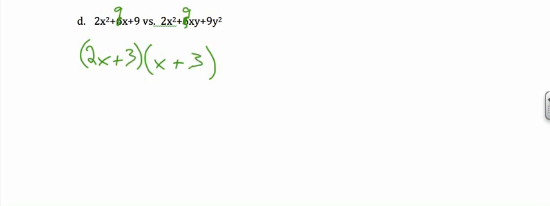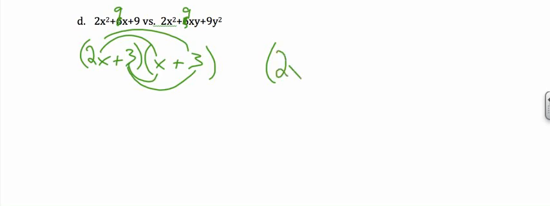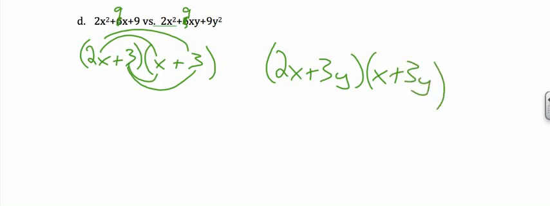Won't make anything too big or too small. And sure enough, that works. That gets me 2x squared plus 6x plus 3x. There's my 9x plus 9. So now when I want to do the same thing with y's, I just do 2x plus 3y and x plus 3y. So guys, there's really no difference.